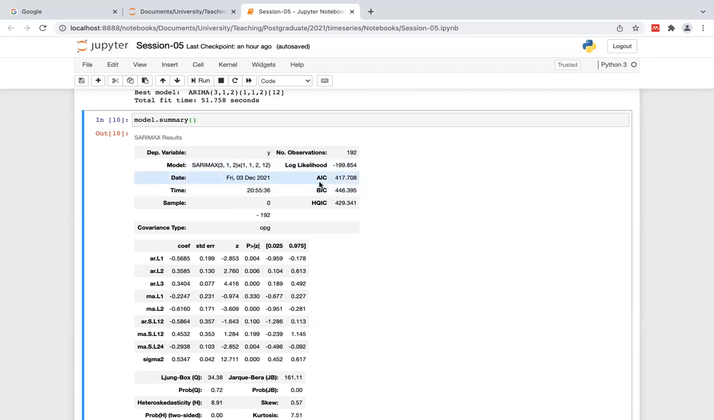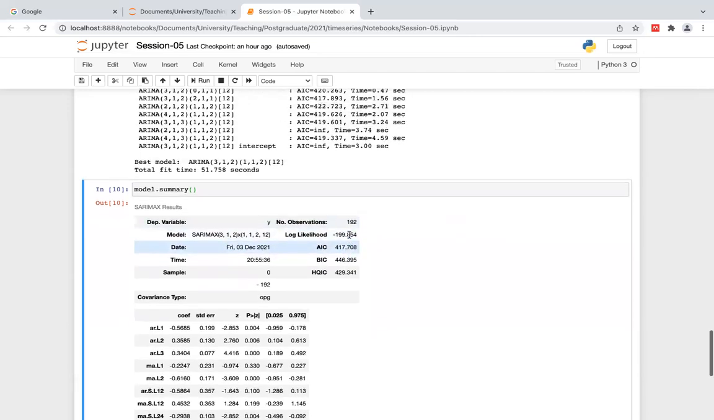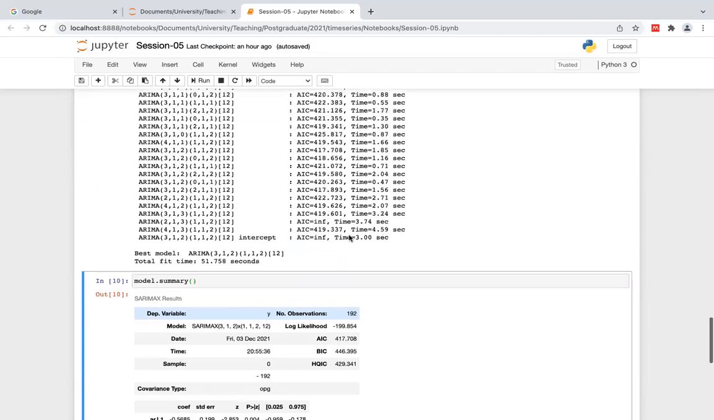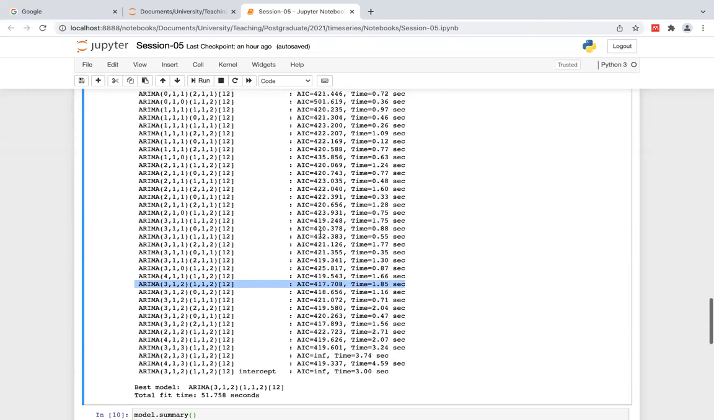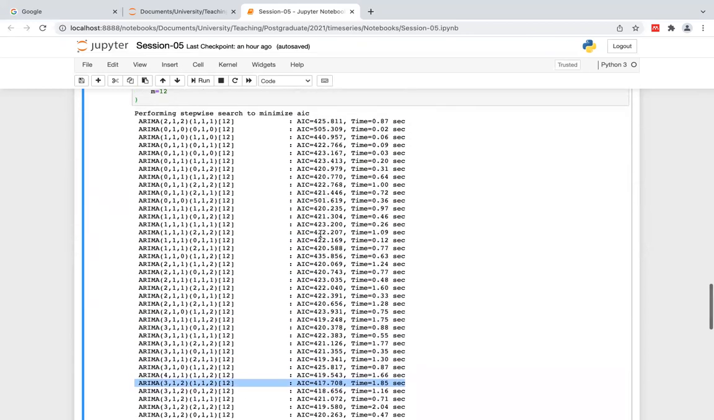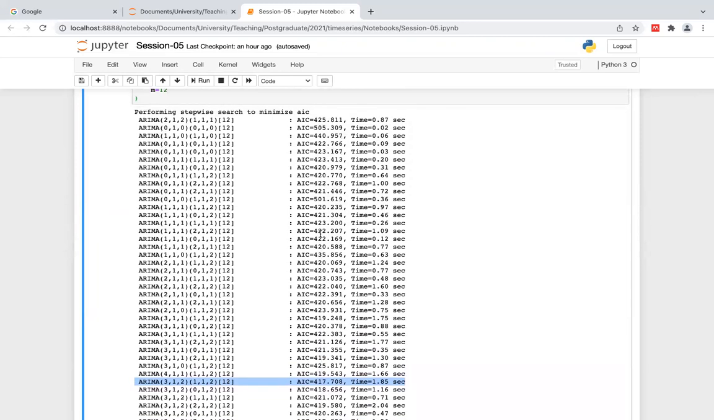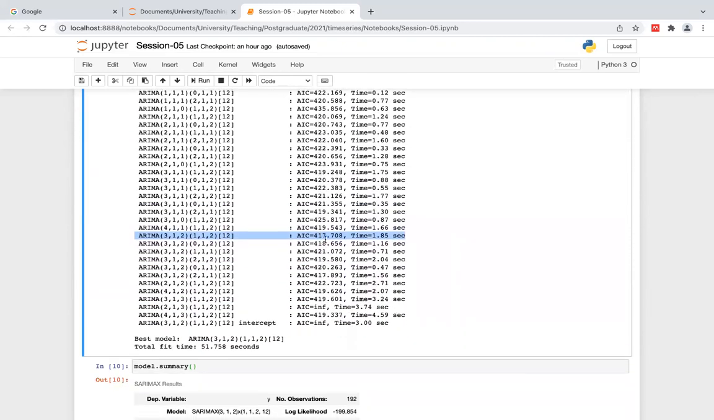Then you can see that the AIC of this best model is 417,708. Then let's see. Right. This is the best fit model, the minimum score of this. Check whether there is any lesser AIC value. No, this is the lowest value, right?